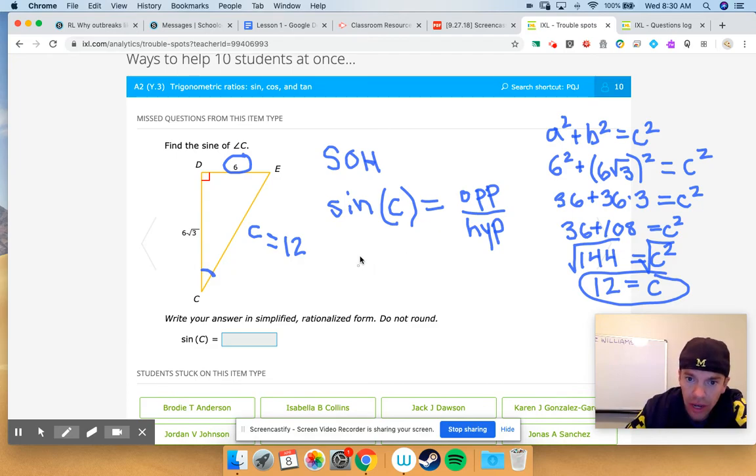Okay, so I have opposite over hypotenuse, that's the sine. So the opposite of this angle, you go straight across. So that's going to be 6. And then your hypotenuse, we just figured that out, the longest side across from your 90-degree angle, that's 12. Okay, so this simplifies down to 1/2. So that's our final answer.